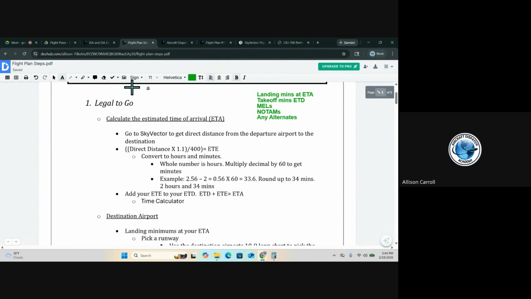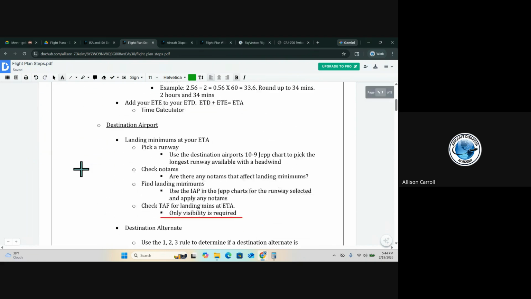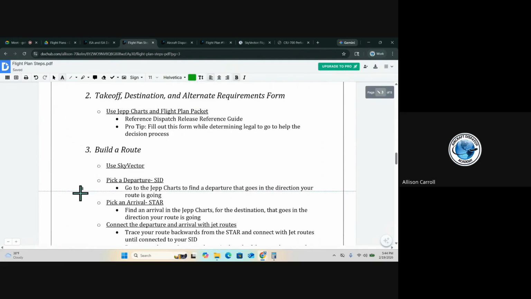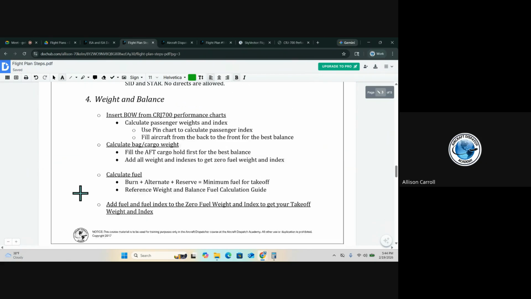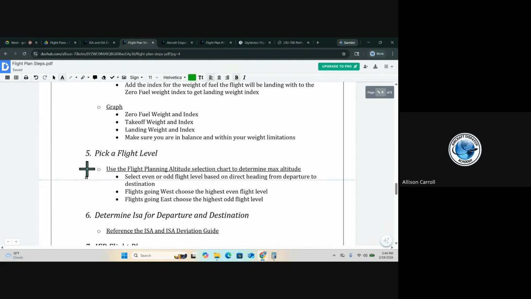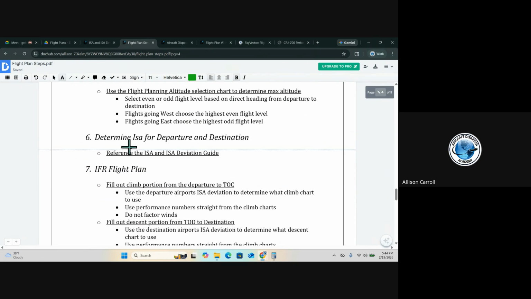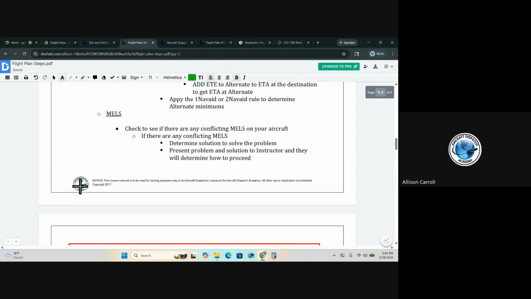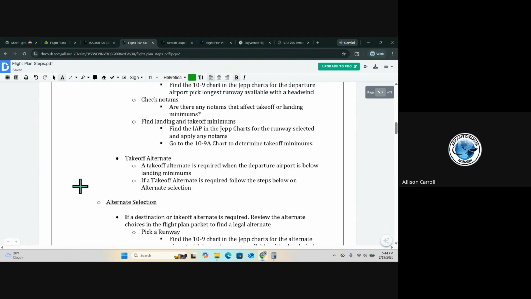Okay. So the first step, and the most important step, always is legal to go. Because if we are not legal to go, then we're not even going to go into any of the other stuff, right? We're not going to worry about building a route. We're not going to worry about weight and balance. We're not going to worry about performance, like picking a flight level and going into performance numbers in the IFR flight plan, if we can't even land at our ETA. If we are not legal to go in general, we're not going to do any of the additional stuff.